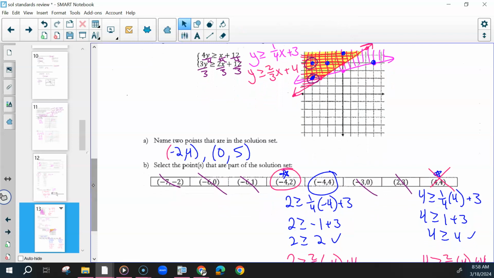And then this graph helped you answer part A and part B. Part A doesn't have to be mine, it can be. You just have to name 2 points that would fall in that shaded area. Any 2 points would work. And then in part B, you have to select all of the points that would also be in the solution set, which were just 2 of them, -4, 2, and -4, 4. Once you have all of that, go ahead to the next page.